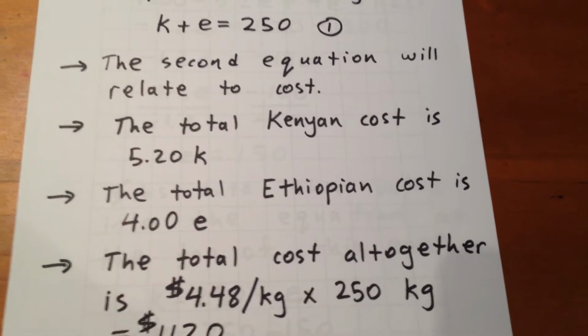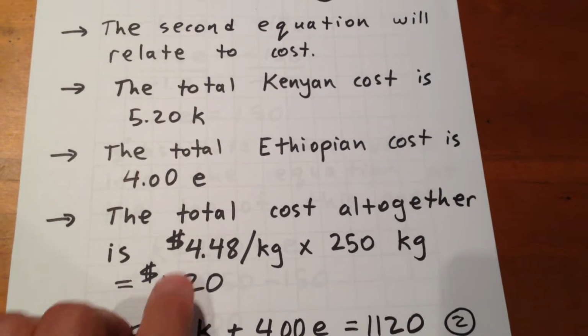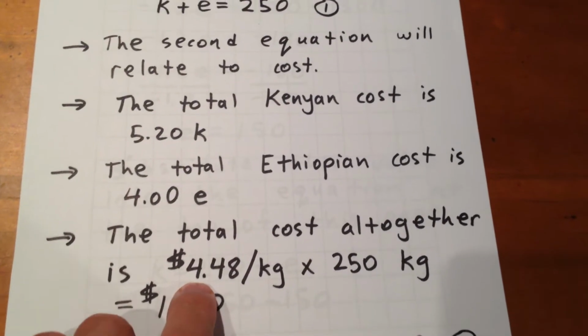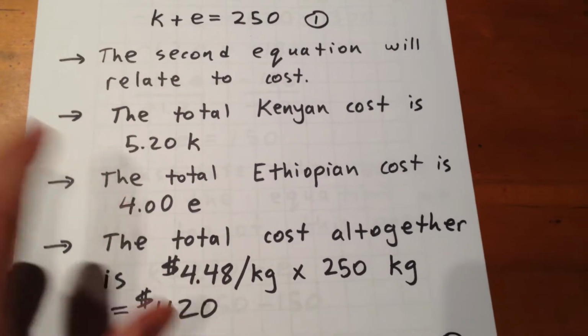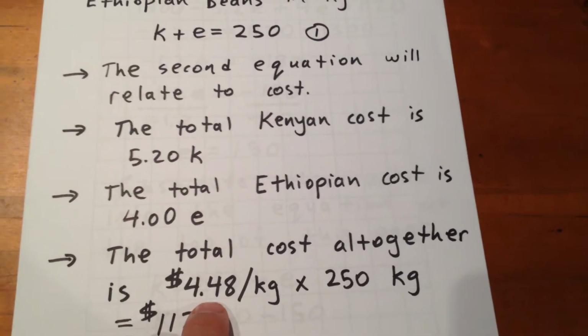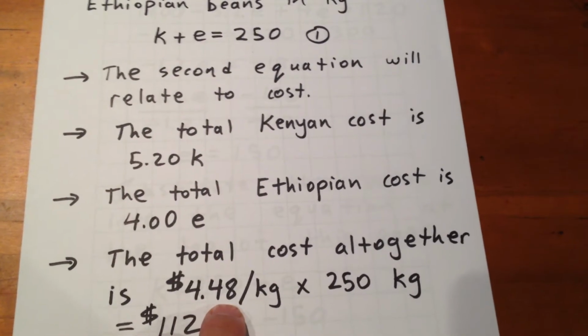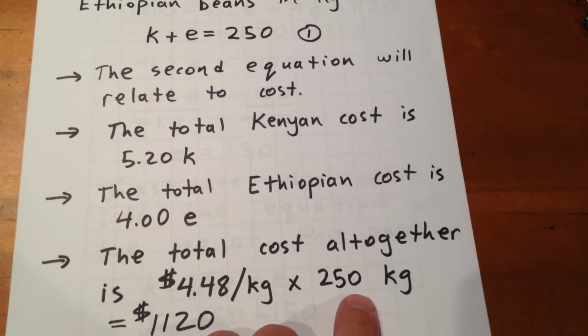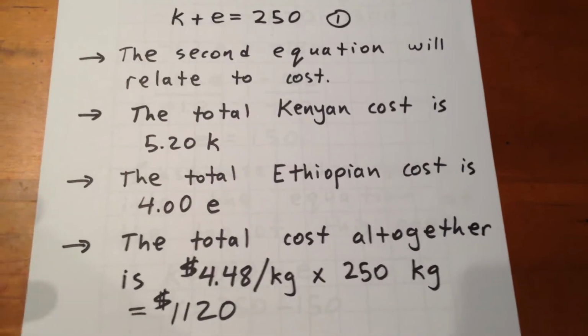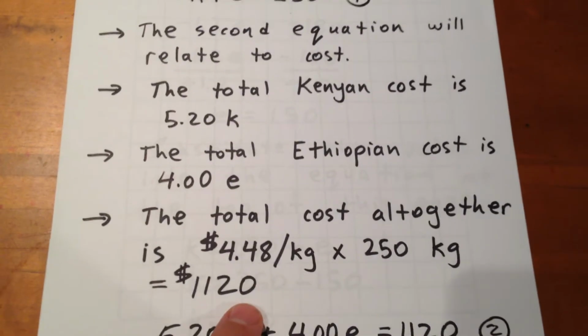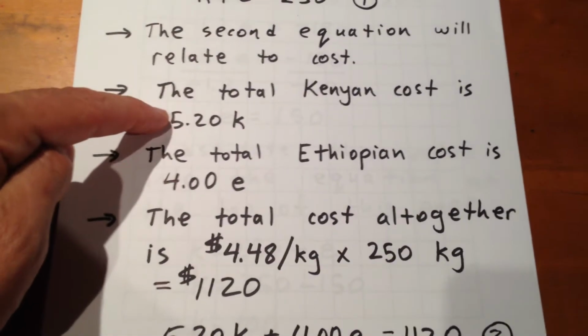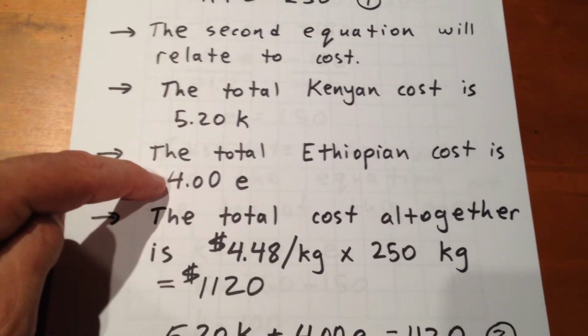Now, when we add those two together, we end up with a blend that's $4.48 per kilogram. I should have said when we mix those two together, we get a blend that's $4.48 per kilogram and weighs 250 kilograms. So the total cost altogether is $1,120.